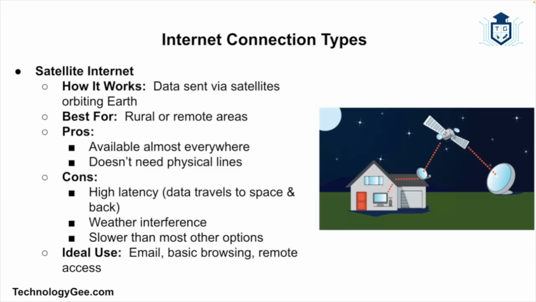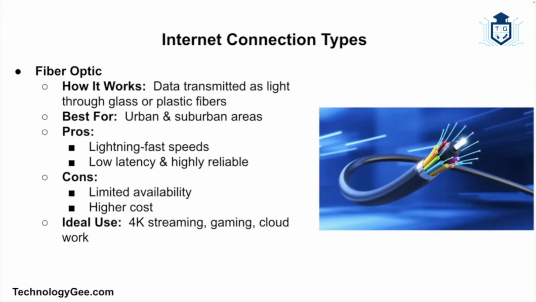Now, the cons: it has high latency, which is also known as lag, which means it could take time for data to travel back and forth through space. Also, weather can mess things up, and it does have slower speeds compared to other options. However, satellite internet is good for email, basic web browsing, and remote access, but it is not great for real-time gaming or video conferencing. All right, next we have fiber internet, and this is the Lamborghini of internet connections.